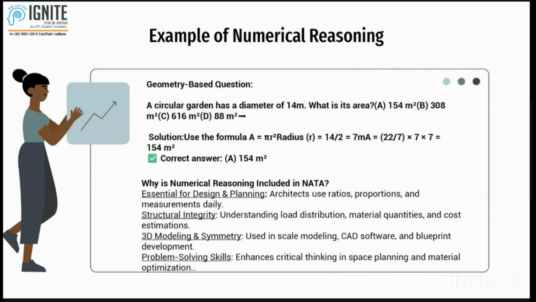Option A, 154 meters square. Option B, 308 meters square. Option C, 616 meters square. Option D, 88 meters square. The solution, we use the formula for the area of a circle, which is A equals pi r squared, where the radius is half of the diameter. So r is equal to 7 meters. Using pi as 22 by 7, the area is 154 meters square.